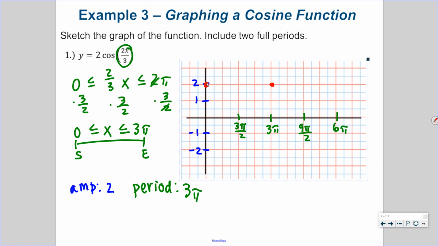Halfway between these is a min. Halfway between the mins and maxes is where it crosses. So it looks like this. Make it curvy. There's one full cosine period. It's a little bit harder to visualize, but that is one full cycle, right? Starts up here, down, finishes there. So really it would cross at like 3 pi over 4.